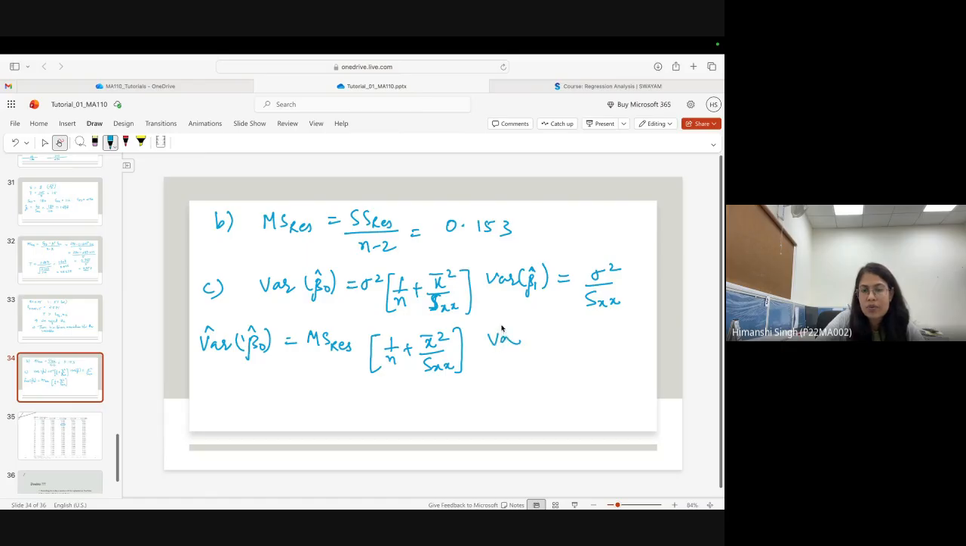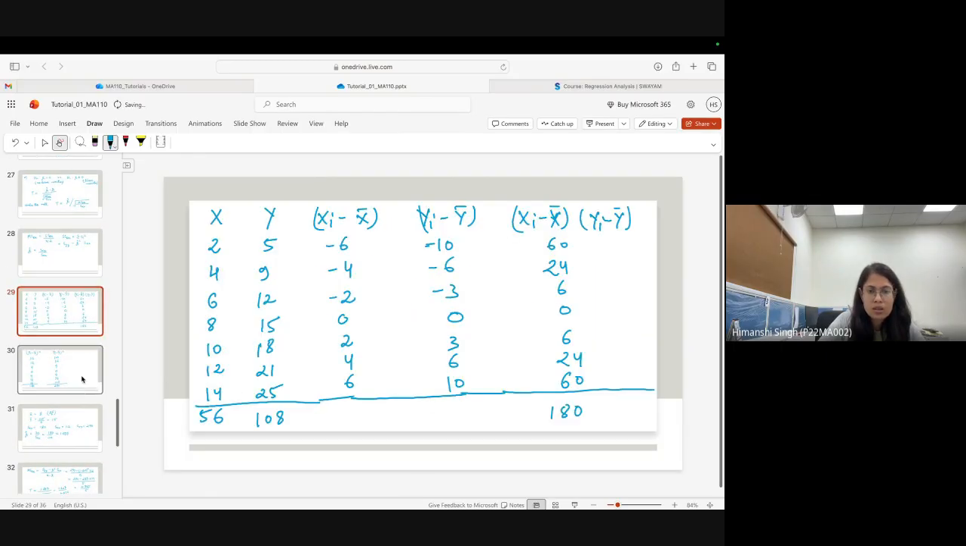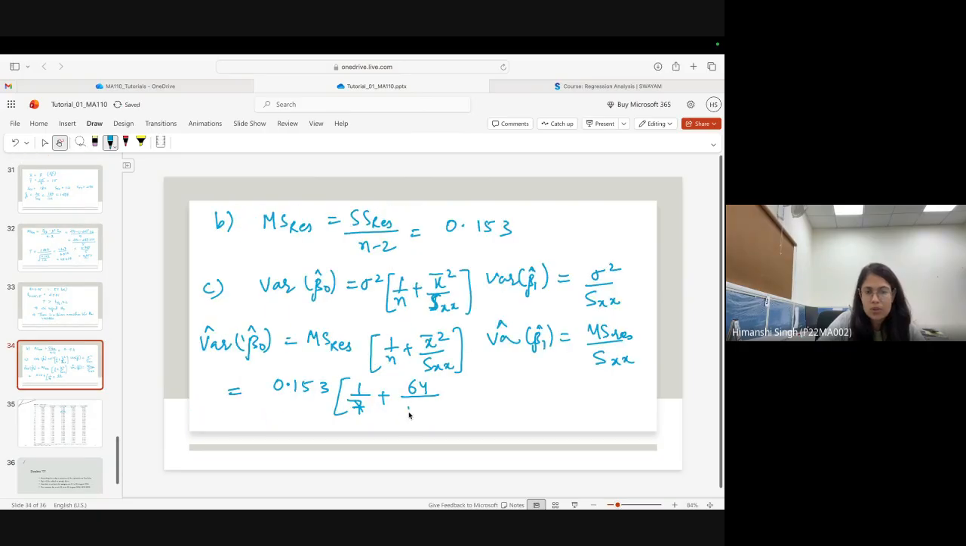And similarly the estimate of the variance of beta 1 hat will be MSRES divided by Sxx. Now we know MSRES, x bar square, Sxx, n, we know everything, so we can find out the estimate. MSRES is 0.153, n is 7, so it is 1 by 7, plus what is x bar? x bar was 64. Sxx is 112. And for variance of beta 1 hat, MSRES is 0.153 and Sxx is 112. Just calculate it and tell me what will be the value of each of these variances.